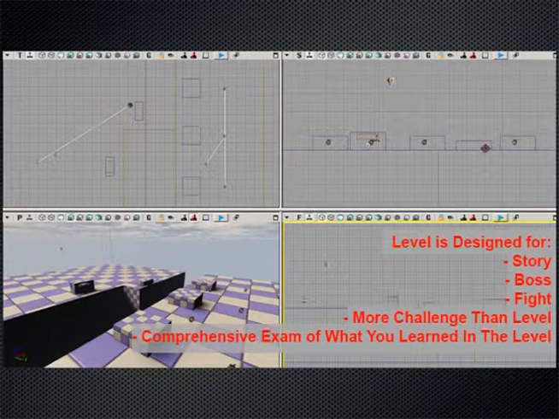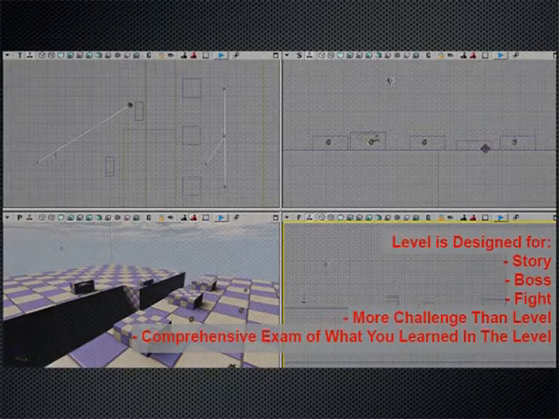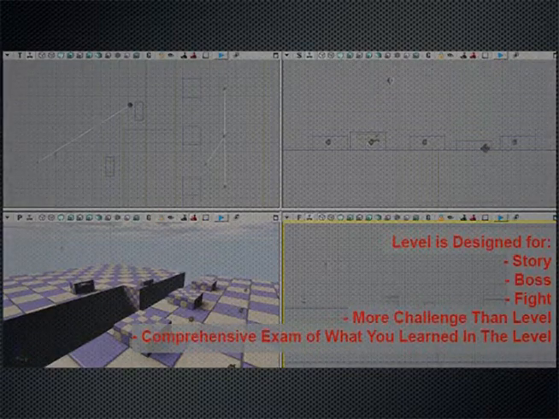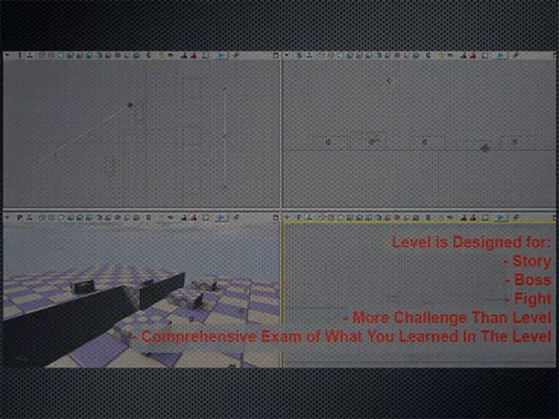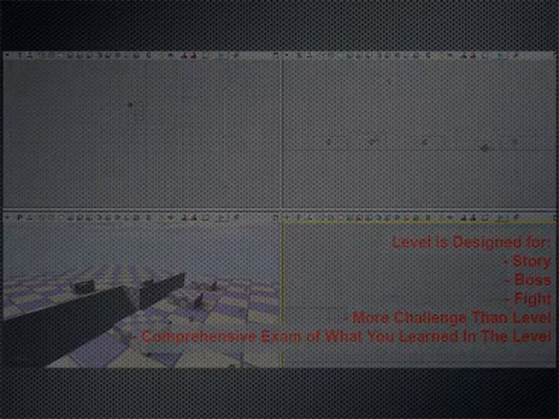The boss fight should also be more challenging than the level itself. And just as a random thought, it should be a comprehensive exam of what you learned in the level. So just like in Mega Man, if you learn to jump and shoot, then your boss is going to be flying and you have to jump and shoot at the same time. Things like that. If you learned how to use a certain weapon in the level, then you want to use that weapon in a certain way, or even a different way, to beat the boss.